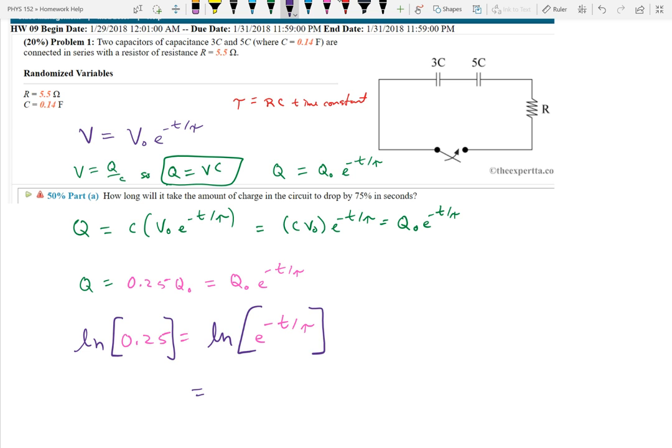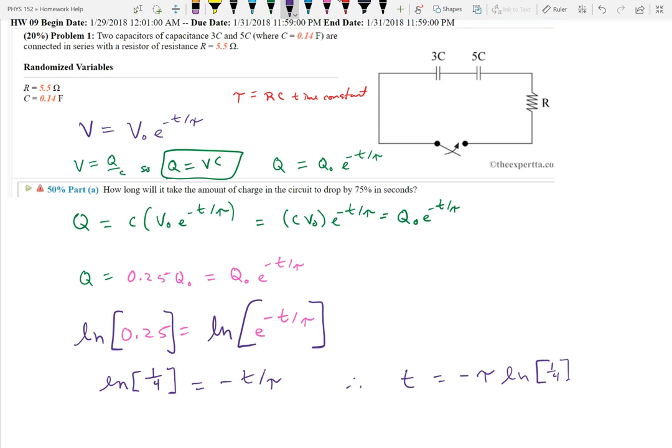The right-hand side simplifies because they're inverse functions. So that's just minus T over tau is equal to the natural log of 1 over 4, because it's more fun to write than 0.25. Or, I wasn't solving for tau, I was solving for T. My mistake. Then T is equal to minus tau natural log of 1/4.